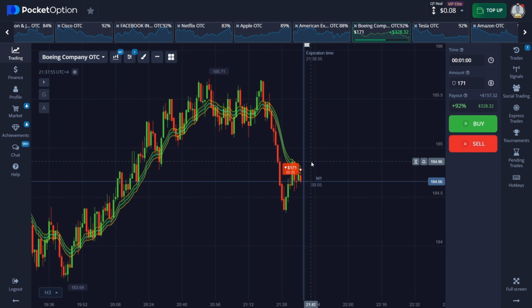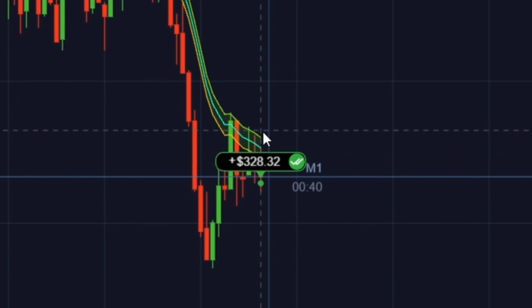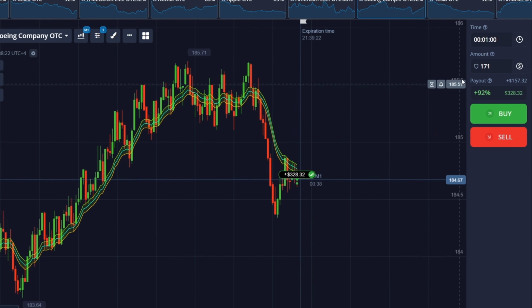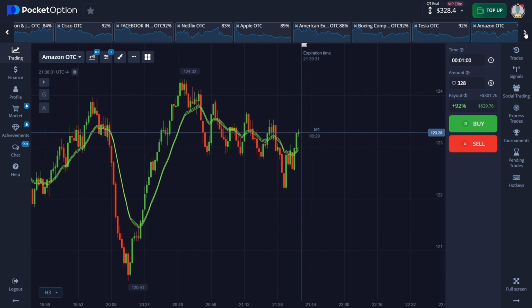With only 25 seconds left, the trade is still going in our favor. And we won our third trade. My balance is now $328. Let's find a trade for $328. I hope you guys understand how to take trades with the envelope indicator.